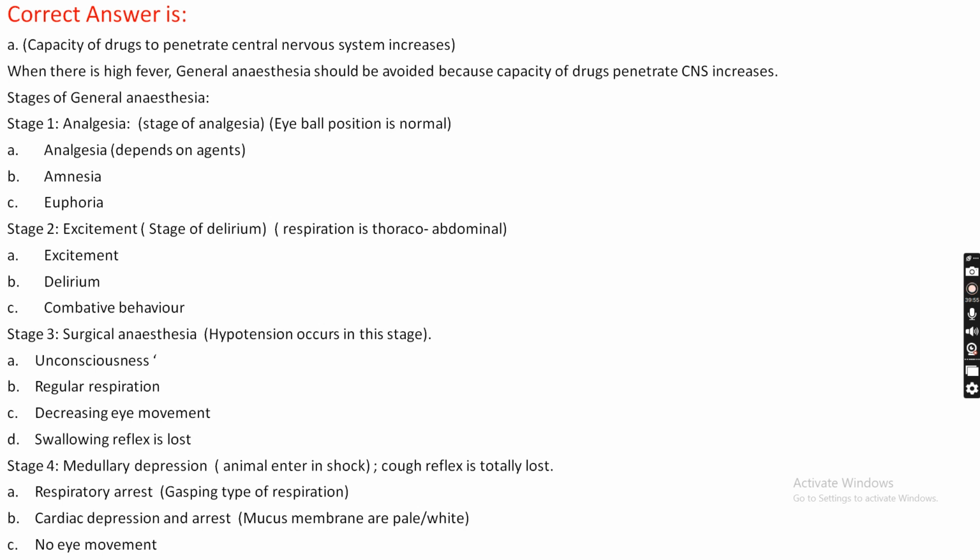While stage 4 is known as the shock stage or medullary depression stage, and in this stage the cough reflex is totally lost, and respiratory arrest of the animal will take place. The animal will respire by gasping, and we will see cardiac arrest and depression. The mucous membrane of the animal is found pale and white, and there is no eye movement.